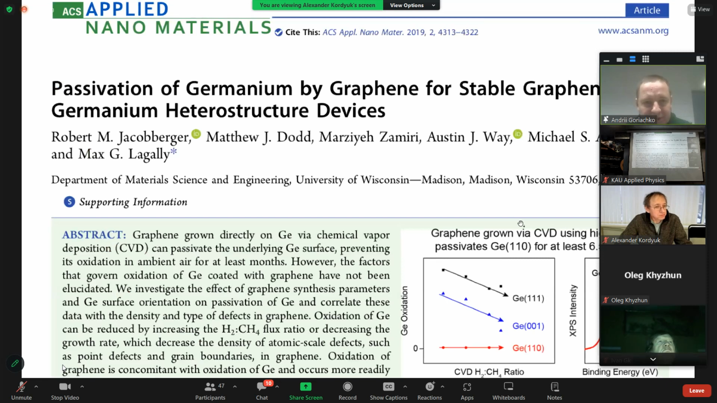Graphene also makes a perfect passivation of the germanium surface, which can be applied to create stable heterostructure devices, stable in terms of the influences of various environmental factors.